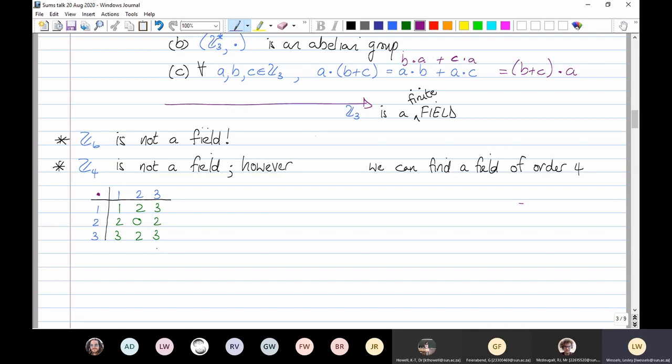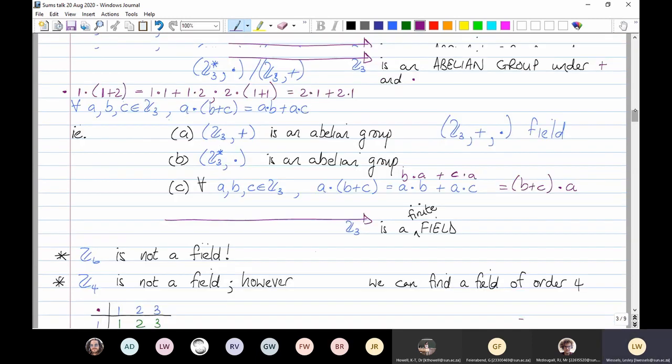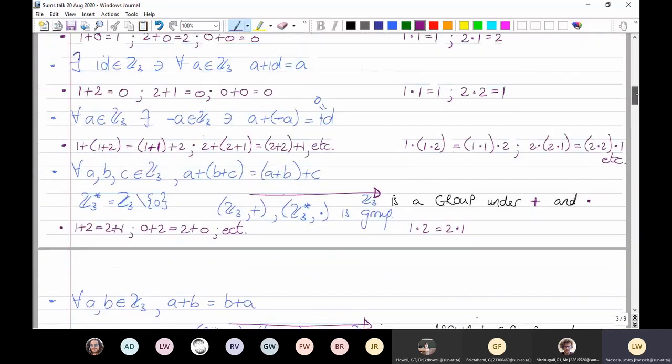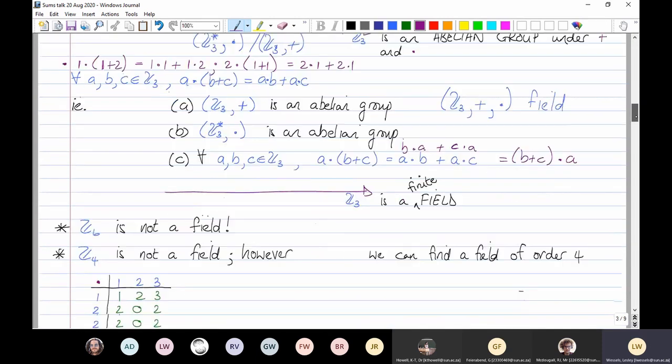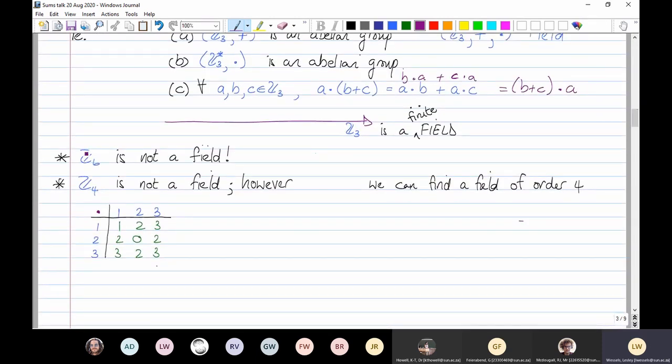Normally we want an identity element for multiplication and also an additive identity element. And then that means we always want inverse elements, whether it's under addition or multiplication. So think about why Z6 will not be a field. And then also Z4 is not a field. So why would that be?